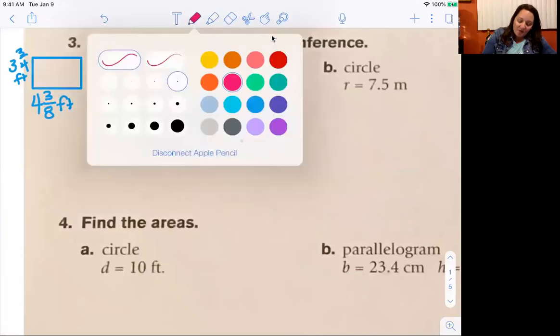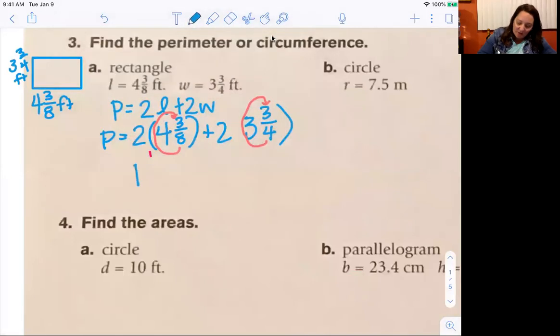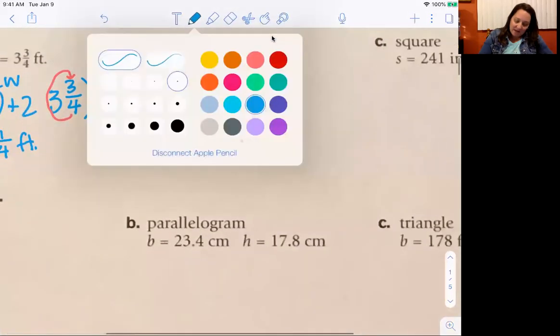16 1/4 feet. Good. And because it's perimeter, we don't need to square. 16 1/4 feet. Now, if you're multiplying with decimals, you would get 16.25 feet. Okay. Letter B. Let's look at it.